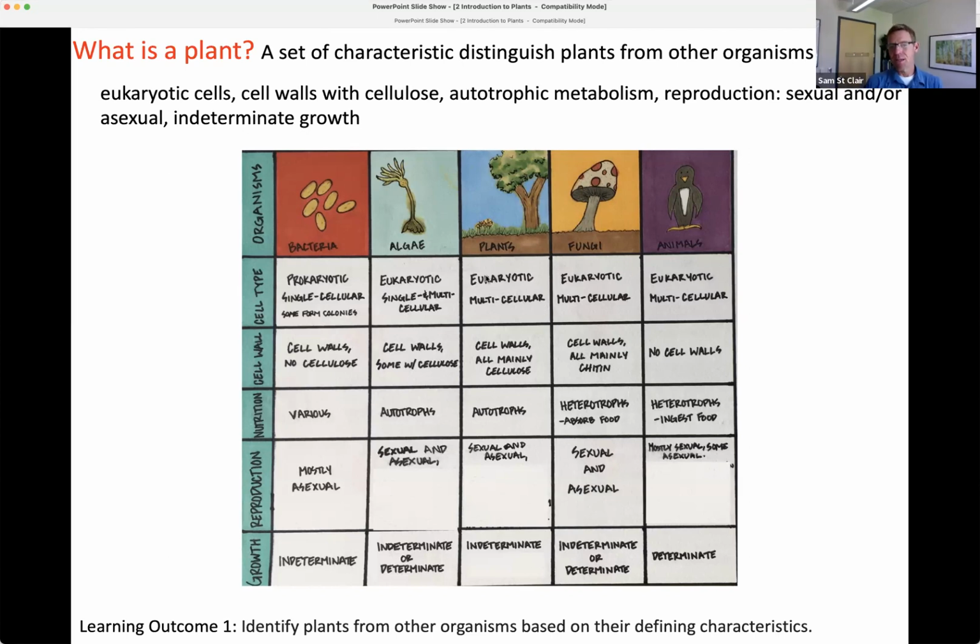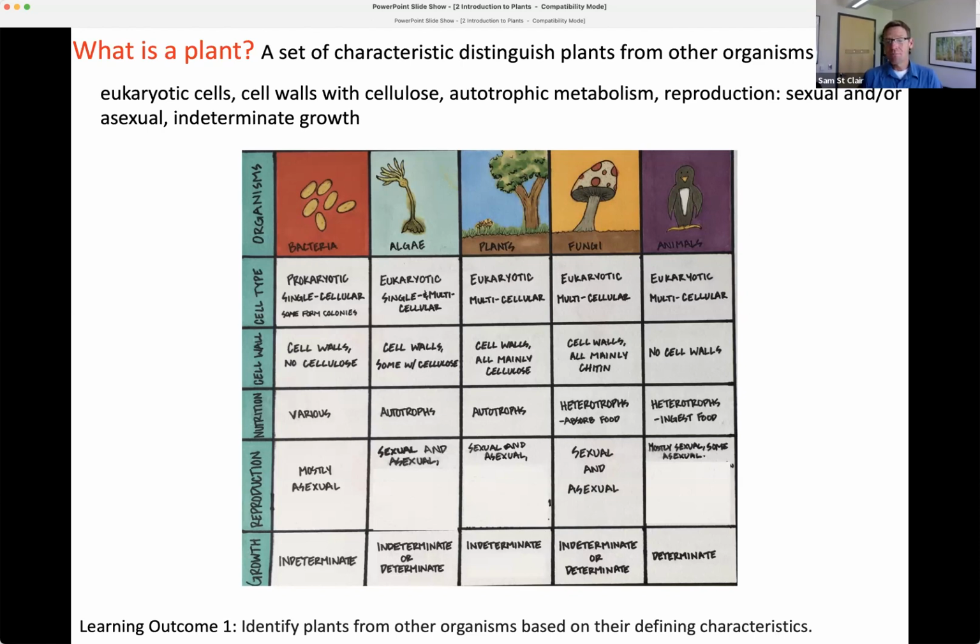Let me show you a little bit how that distinguishes them from other organisms. Eukaryotic cells are more complex cells. They're bigger cells. They have a nucleus with chromosomes and organelles that carry out a variety of functions. Eukaryotic cells are in contrast to the prokaryotic cells that bacteria have, which are much smaller and more simple. Now, plants are also multicellular, which means their bodies are made out of many, sometimes billions and billions of cells, like a redwood tree.